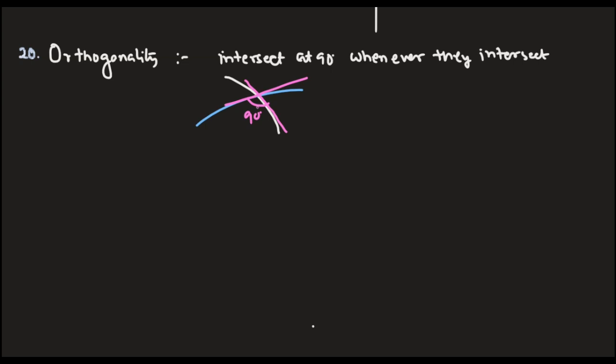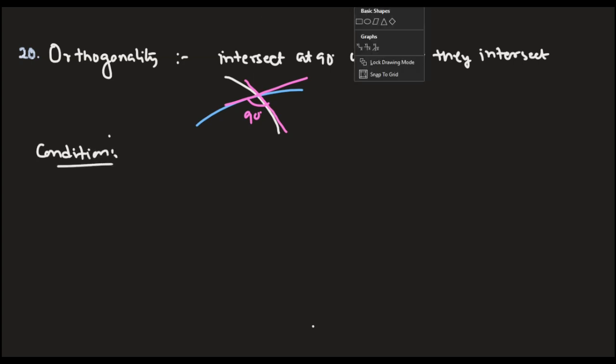Suppose the two curves intersect at 100 points. At every point, when we measure the angle, all 100 angles will be 90 degrees. If out of 100 points there is at least one point where the angle is not 90 degrees, we say that the curves are not orthogonal. So in the case of circles, how can we find the orthogonality condition?